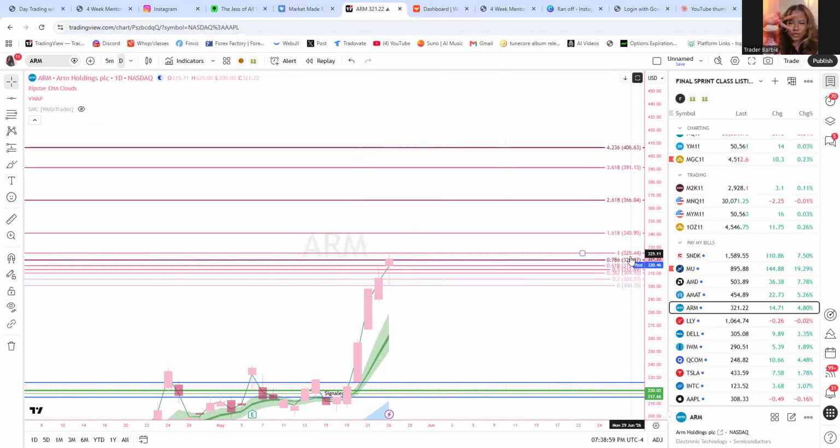So we need to see her break over 325. Then we're going to take her up to 340, 366, 391. And of course, not a zero DTE in a swing.